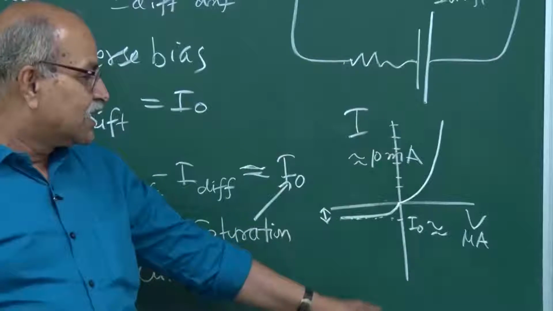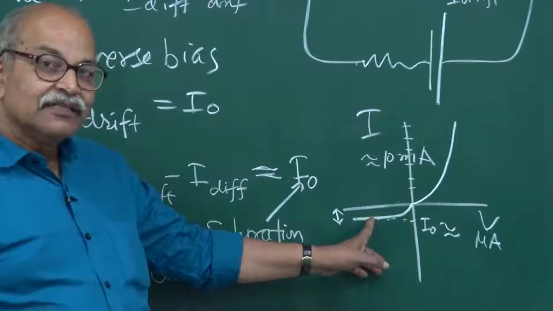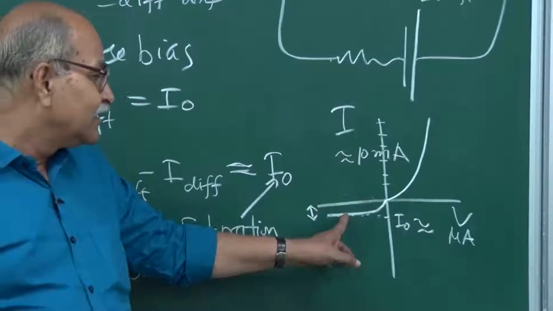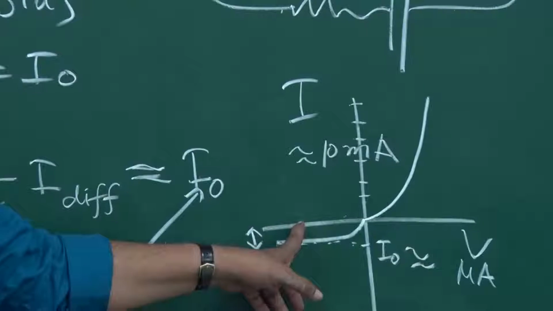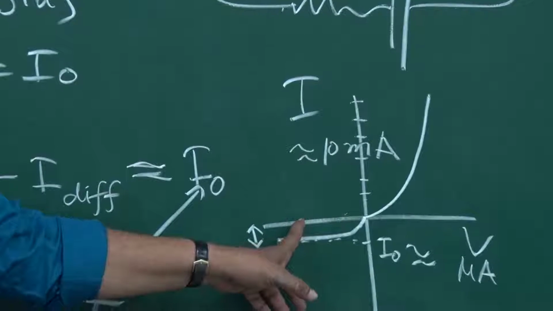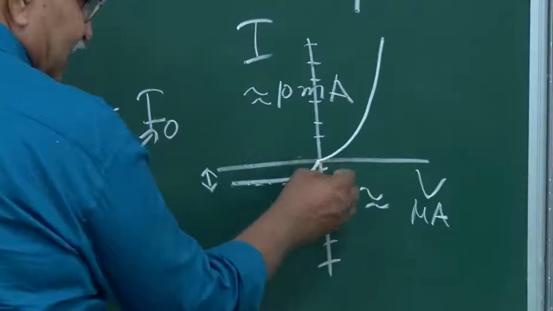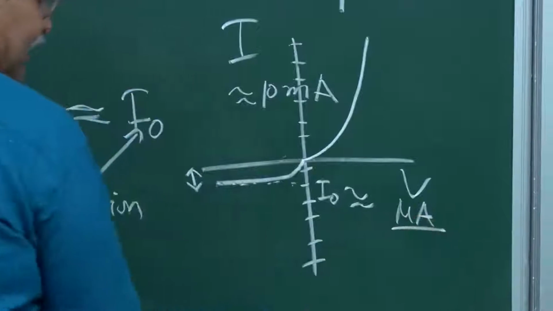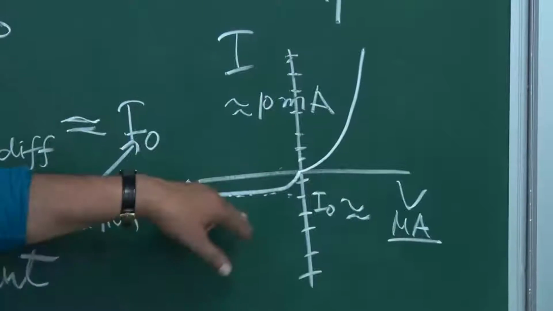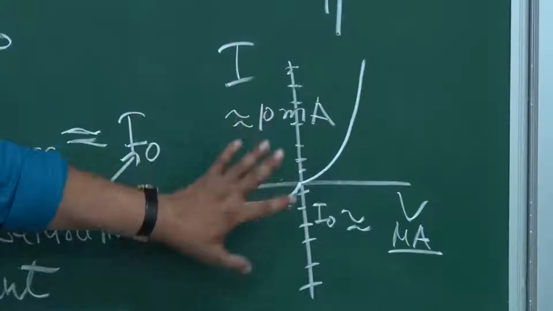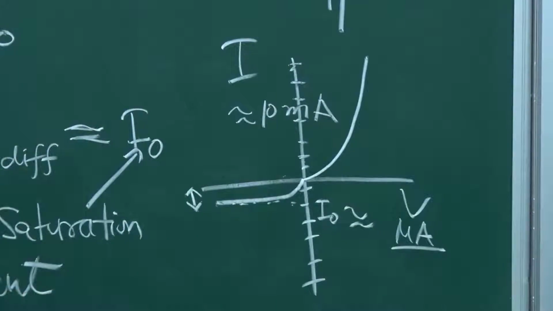So, on the same scale, if you show, this line will be very easily hidden in the width of the axis, whatever axis you draw with your pen, pencil or chalk. So, generally what people do, they use different scales here. This scale is in microamperes and this scale is in milliamperes. So, you have to read it carefully. This is how this IV characteristic takes place.